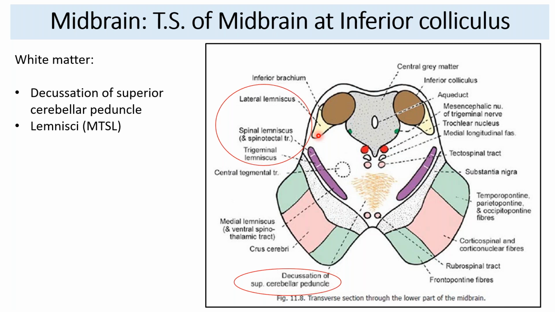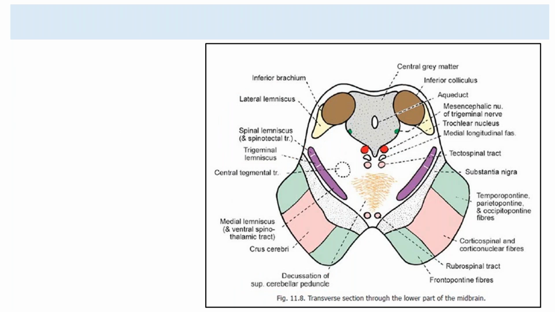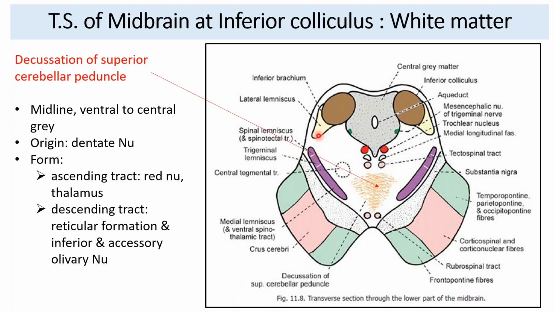So these decussation of fibers will be seen majorly, and the rest of the other fibers will also be seen. We'll come to that one by one. So first, coming to the decussation of the superior cerebellar peduncle in the front. Remember, in the medulla we saw two decussations, the sensory decussation and the motor decussation. The sensory decussation was for the posterior column and the motor decussation was for the pyramidal tracts, the corticospinal tract.